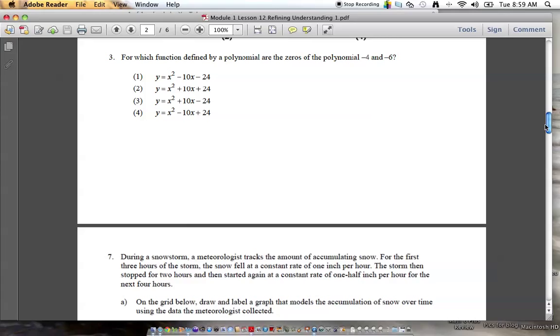Graph each one and see which one crosses at -4 and -6. Is there anybody who thinks they've gotten it? Feed, what do you think? Feed thinks it's 2, it is 2. God bless. If you have not graphed 2 yet, everybody graph 2 right now. Graph choice 2.